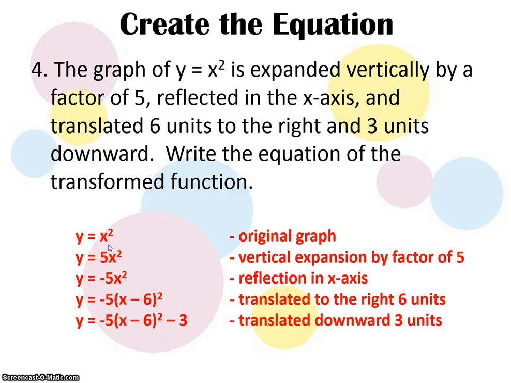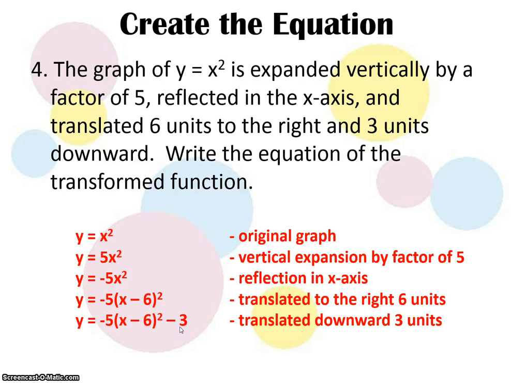If I wanted to expand it vertically by a factor of 5, the 5 would go in front of the x squared. If I wanted to reflect it in the x-axis, the negative would go in front of the 5. If it was translated to the right, we need some brackets then. So the -6 would go in here, and then if we wanted to go down 3, the -3 would be on the outside of the brackets.